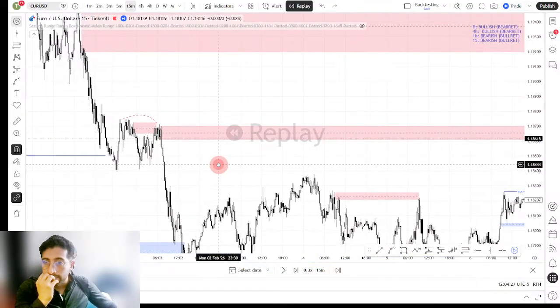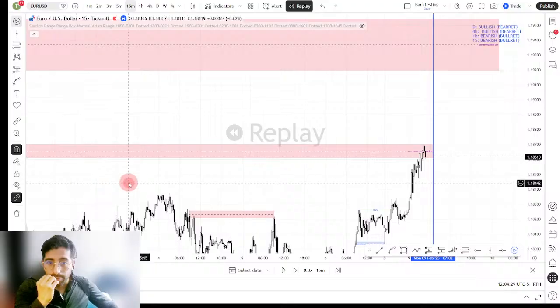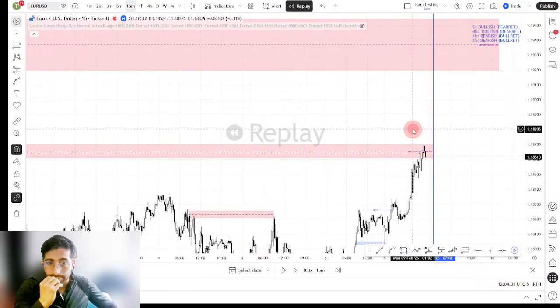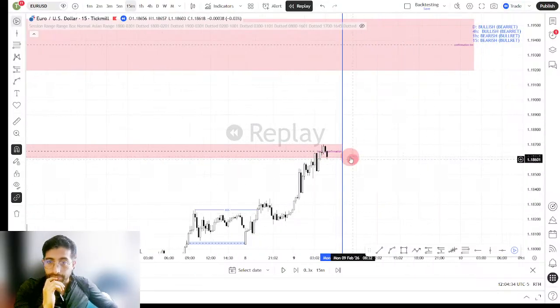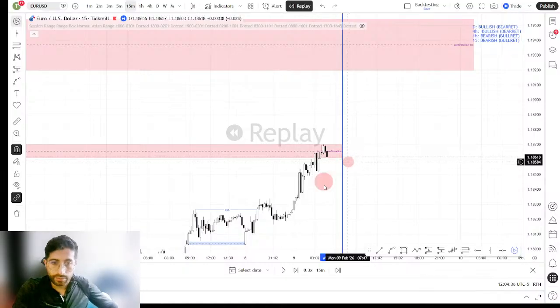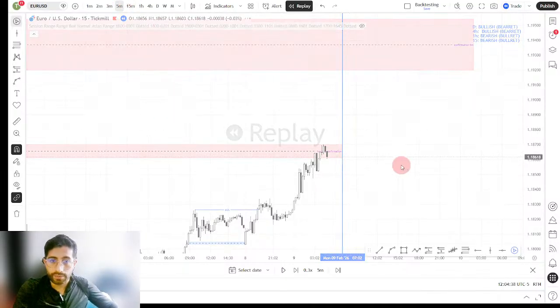Another possibility is that the price keeps continuing up, and that's it. But anyway, let's keep moving. I didn't understand why in 15 minutes it doesn't move.